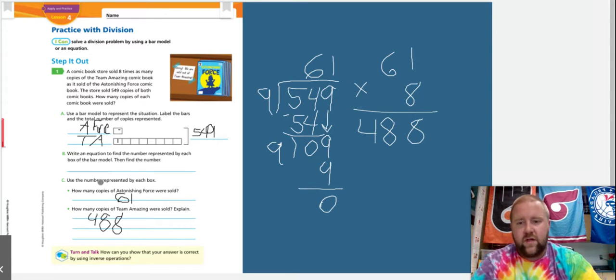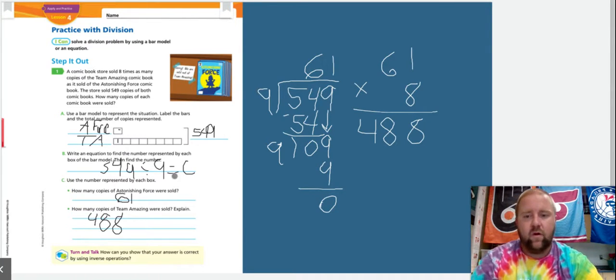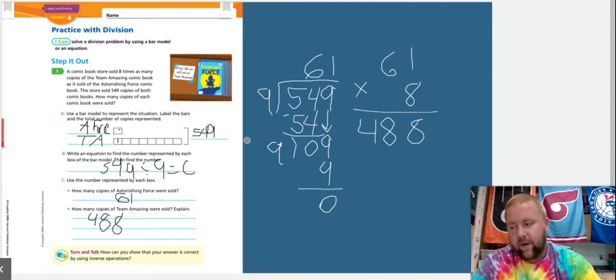The only thing on this page that we didn't get to was part B, but we did it here. That would be 549 divided by 9. That would be our equation. We could put any variable here. We could say C for copies if we wanted to. So your equation is 549 divided by 9 equals C. And then we said C equals 61, and that's why the answer here was 61.